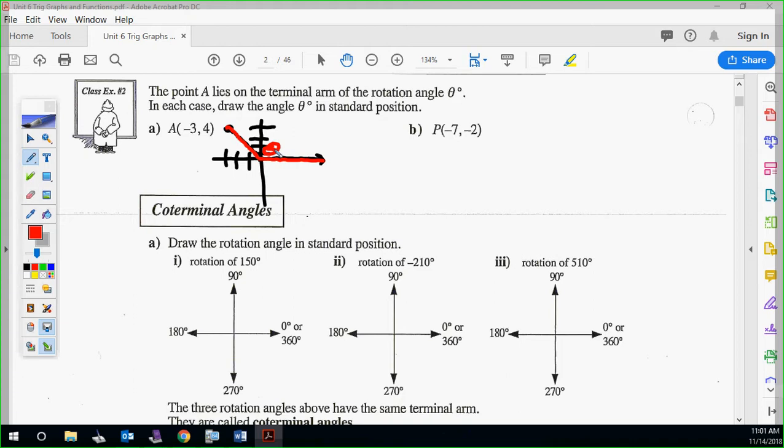Okay. So -7, -2. That means we're in quadrant 3, negative, negative. So 1, 2, 3, 4, 5, 6, 7. 1, 2. So right there. Then let's go back here. So it's going to be there to there. So your angle theta is right here. And so that angle is bigger than 180, right? It's going to be maybe 200.